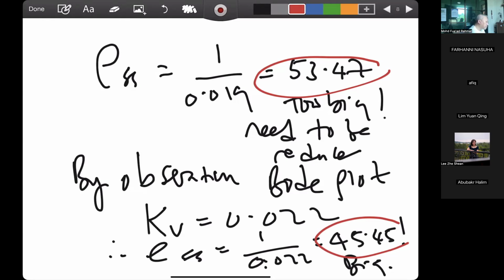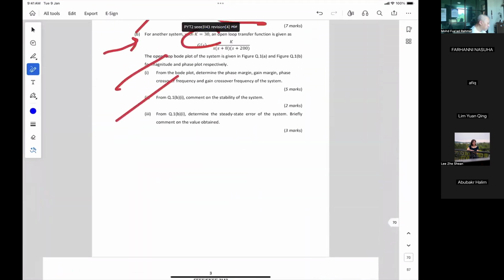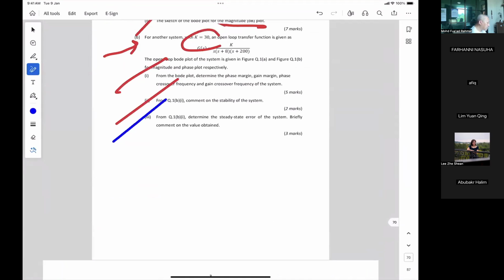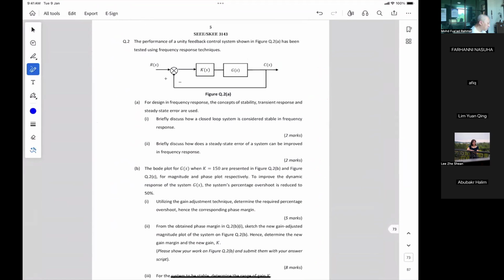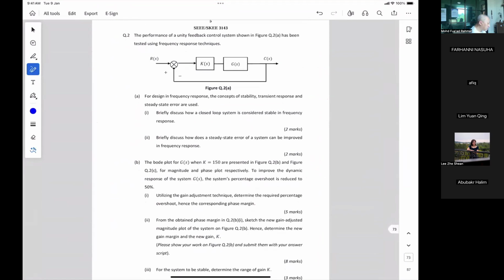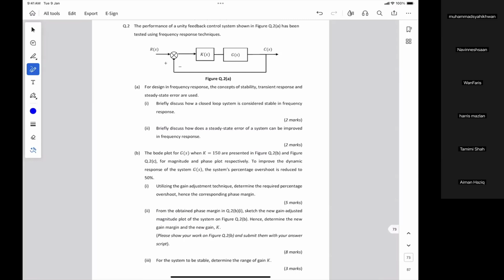Next question. So we move to the second questions. Question 2A and 2B. Nevin, yes, sir. Silakan.